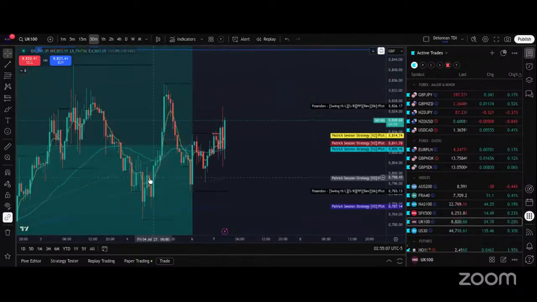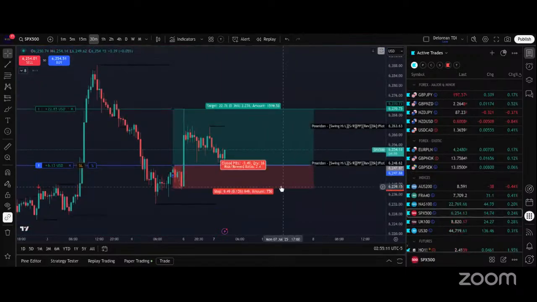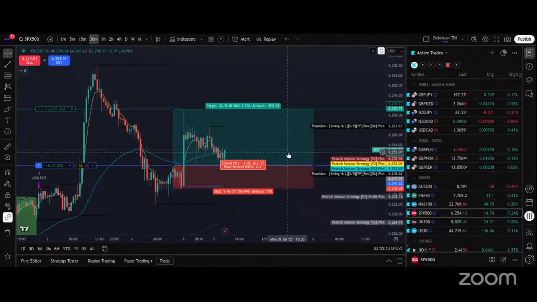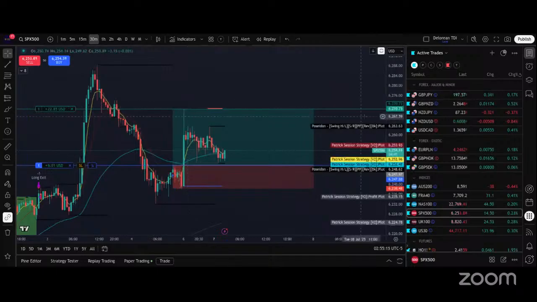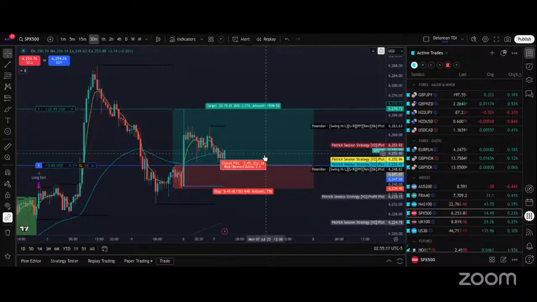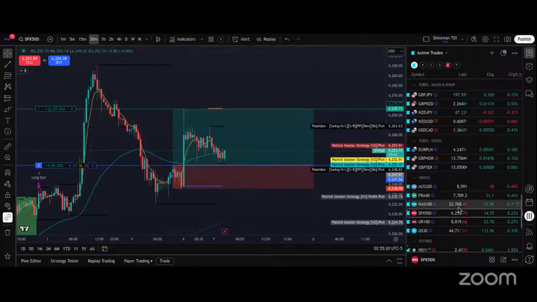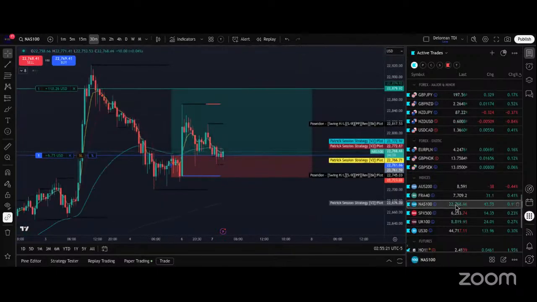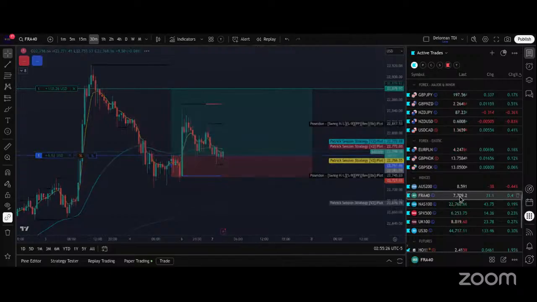We're also in profit on UK 100. We're in profit on S&P 500. It actually wicked to take profit, but the broker did not close the trade. So we'll have to wait for that to hit again. We're in profit on NASDAQ 100. It's going to be the same pattern.